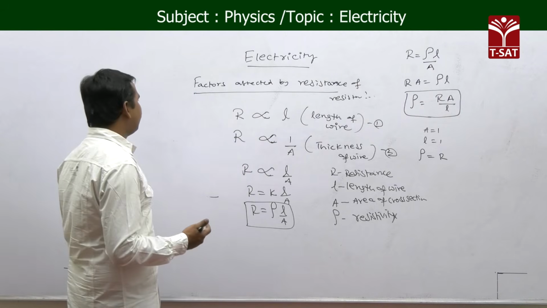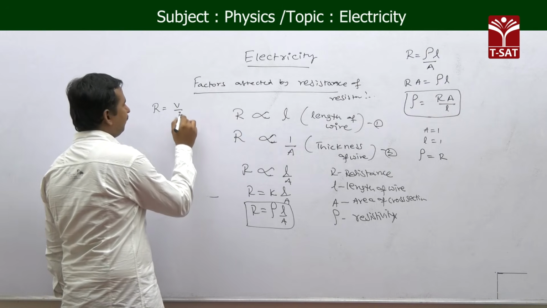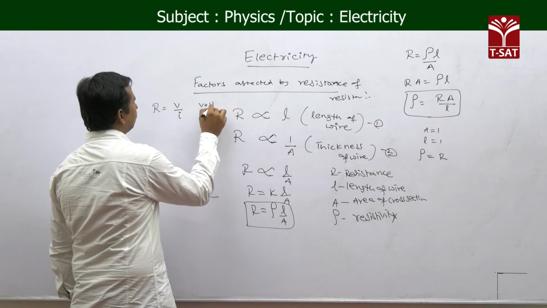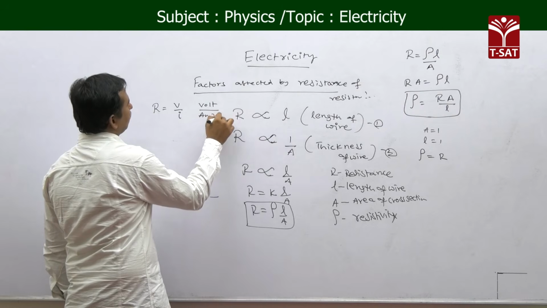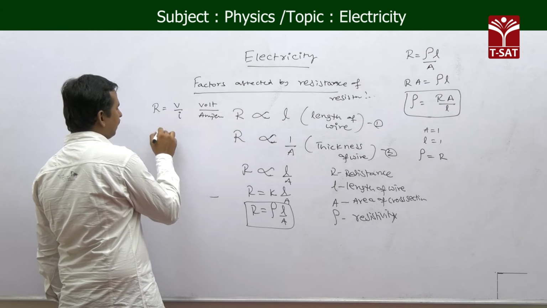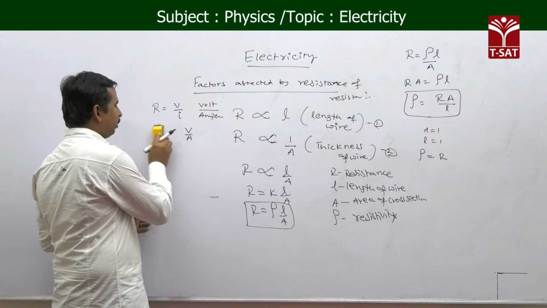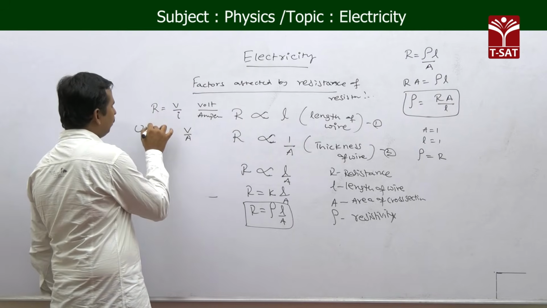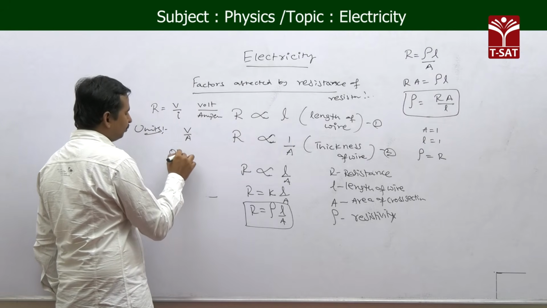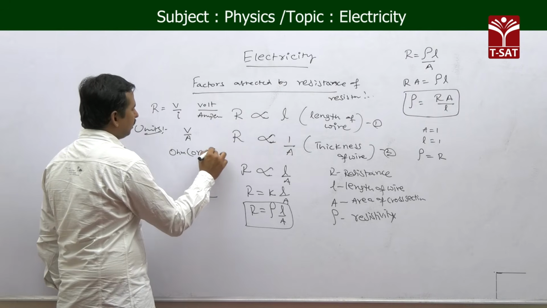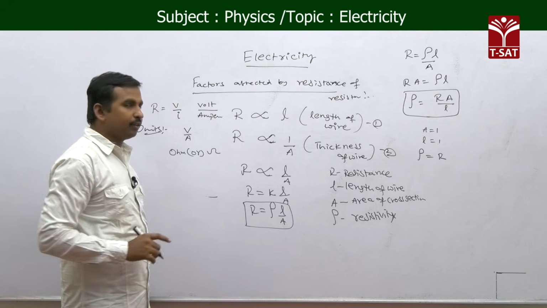Then it comes to the case of units. As for R, the units: R is equal to V by I, where V is the voltage in volts and I is the current in amperes. So R is equal to V by A, volt per ampere, is its unit. That volt per ampere we call ohm, with a symbol like this. Okay, ohm, that is the unit of resistance.